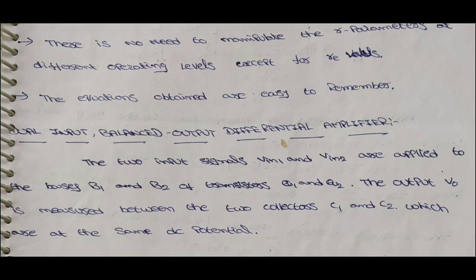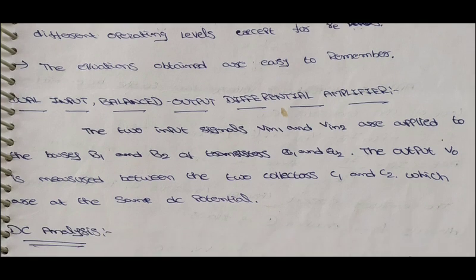Single input means we apply the input to only one base terminal, with the second base terminal connected to ground. And unbalanced output means we measure the output voltage across only one collector terminal. So that is the types of differential amplifiers.